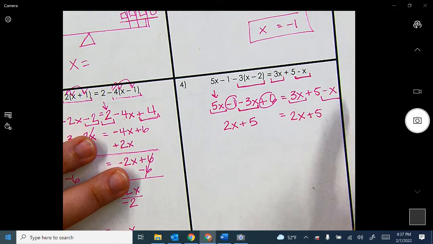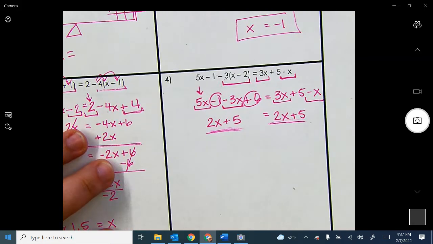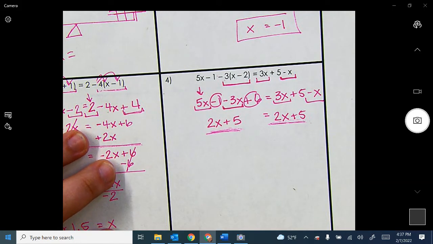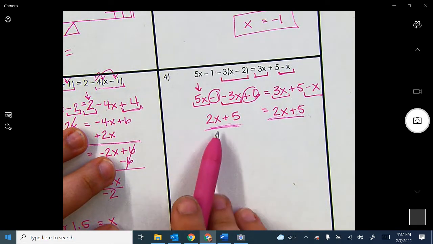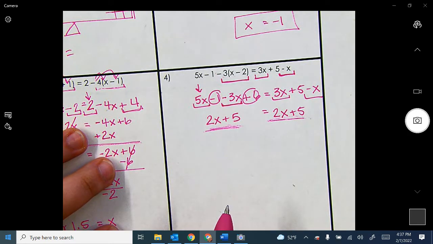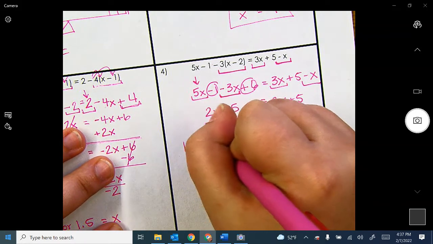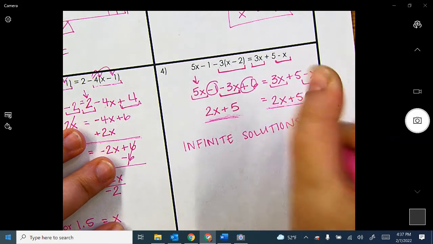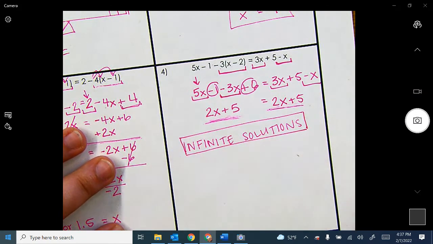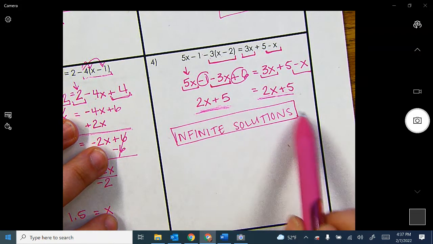Now, right now, you should have a little red flag going up in your head because I have the exact same thing on both sides. If I have the exact same thing on both sides, then there is never a case where these two will not equal each other, right? No matter what I put for x, it has to be the same thing over here. So no matter what, this would be correct, which means my answer is infinite solutions. Okay, so once you get to that point, if you recognize that, you don't have to keep going. You can leave it as 2x plus 5 equals 2x plus 5, but this is your answer right here.